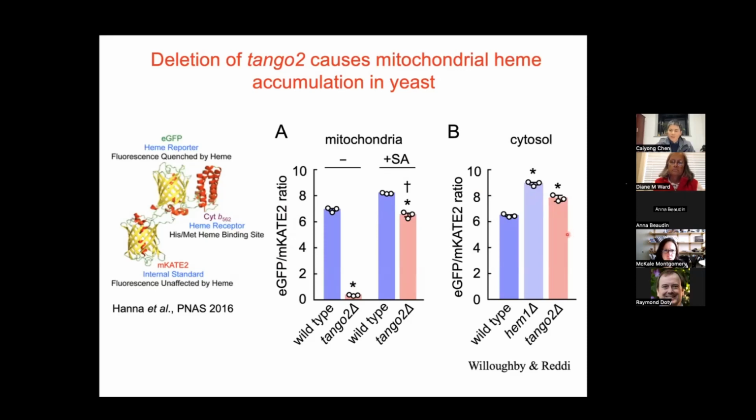In the cytosol of Tango2 knockout yeast, the EGFP to mKate ratio of the sensor is significantly increased, indicating heme deficiency in the cytosol. And here, hem1Δ is used as a positive control. So the results in the yeast are consistent with the results in mammalian cells and suggest that Tango2 may be involved in heme transfer from mitochondria.